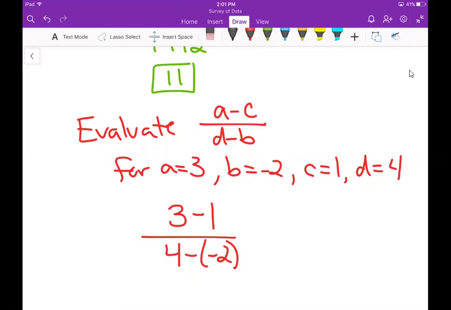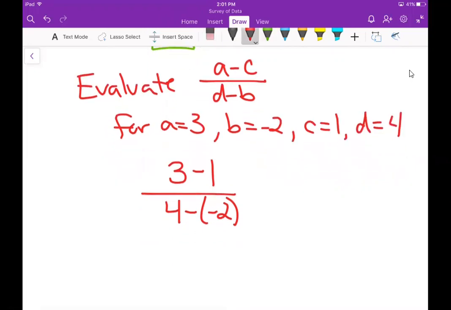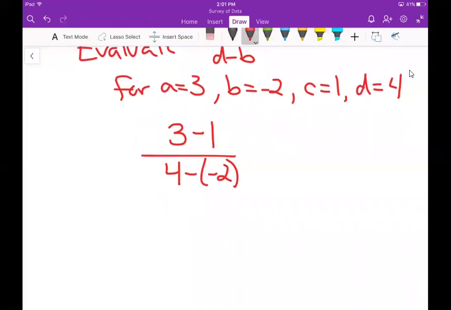Okay, now, here we have a fraction. There's kind of a hidden order of operations here. You're always going to do all the operations in the numerators and denominators and then divide. So we're going to take the 3 minus 1 in the numerator first. That's 2 over 4 minus a negative 2. Remember, this becomes 4 plus 2 when I have minus a negative. So in my denominator, I end up with 6.